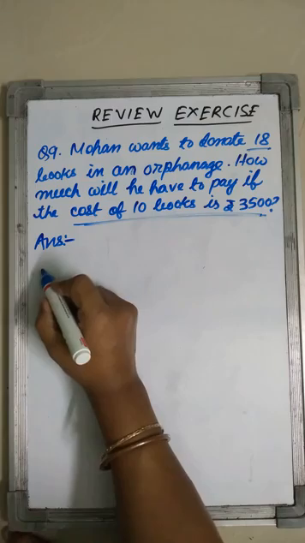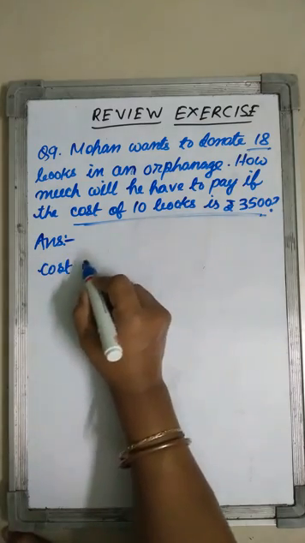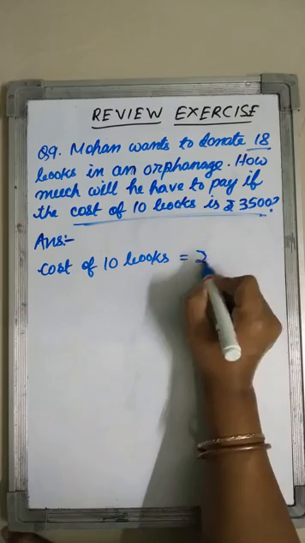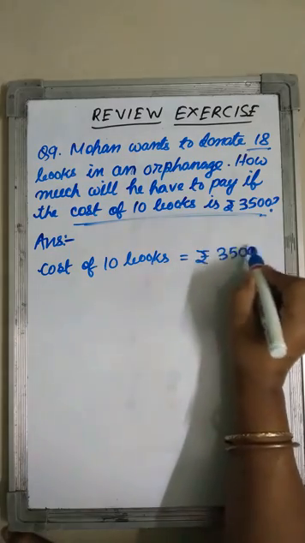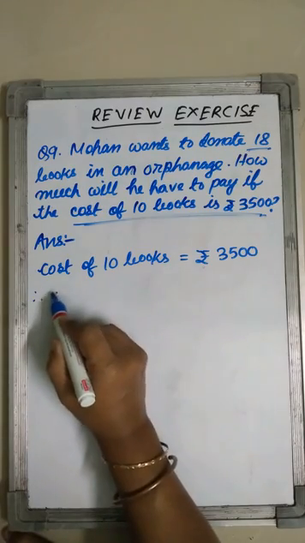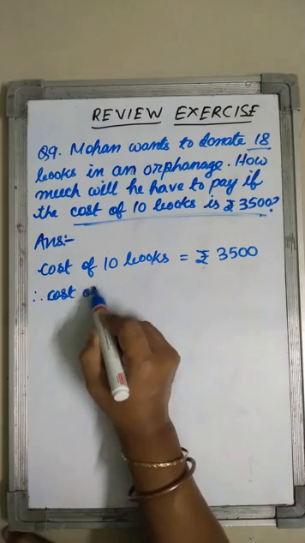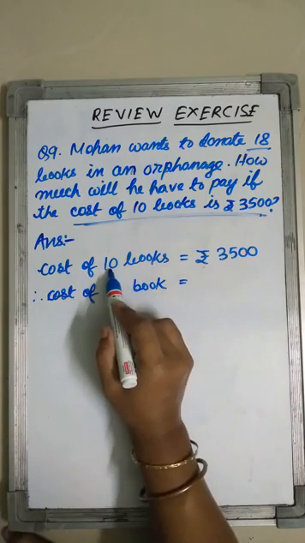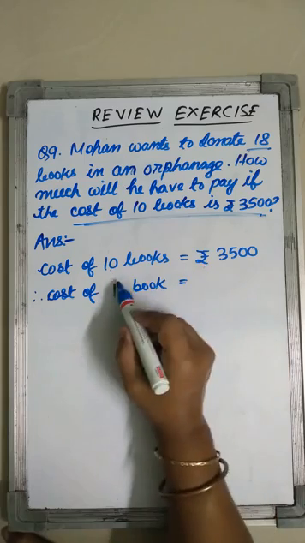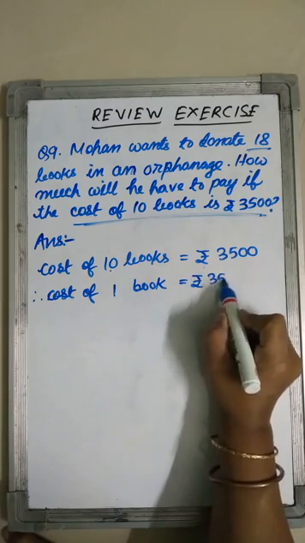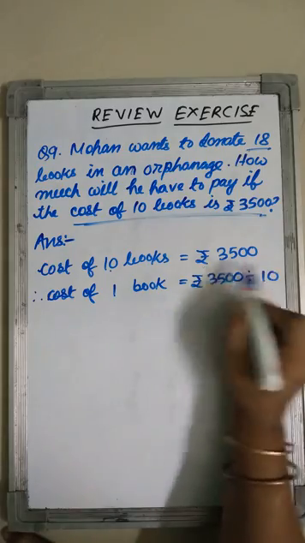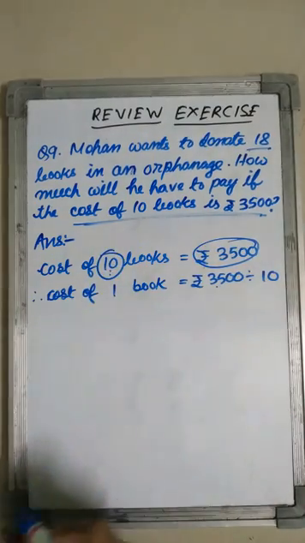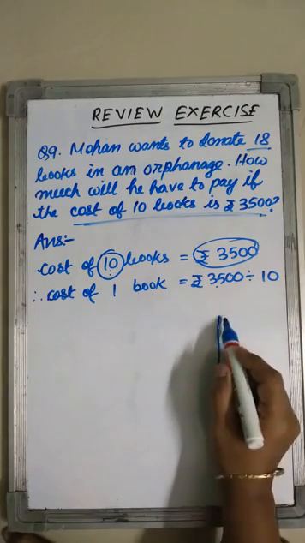So you write: cost of 10 books equal to rupees 3,500. Therefore cost of one book, this is bigger, this is smaller, so we have to divide this number by this number. Remember this.